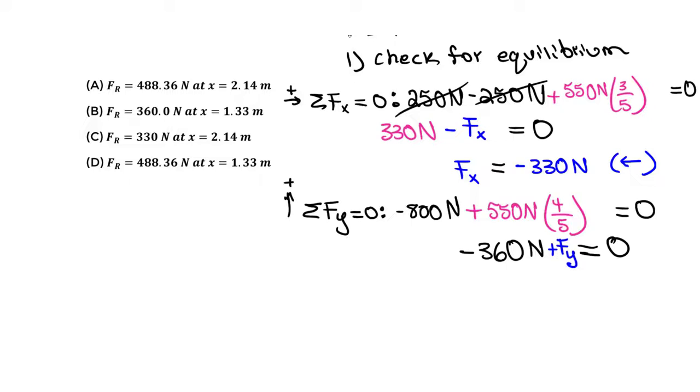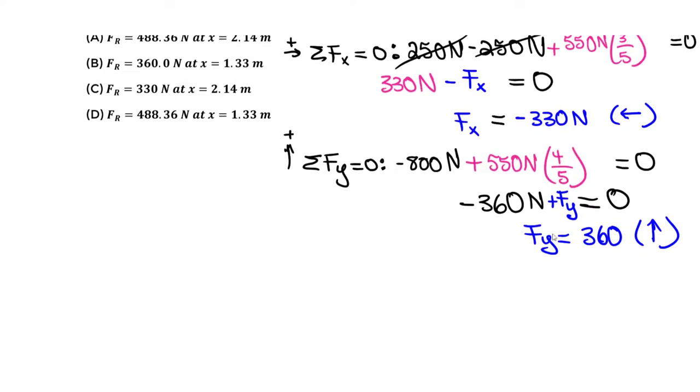So the force in the y would be simply positive 360. And that positive tells us it goes up. Again, it has to go up to counteract the one that goes down to keep this thing at equilibrium in the y direction. So now we found the forces that are required to keep the system at equilibrium.